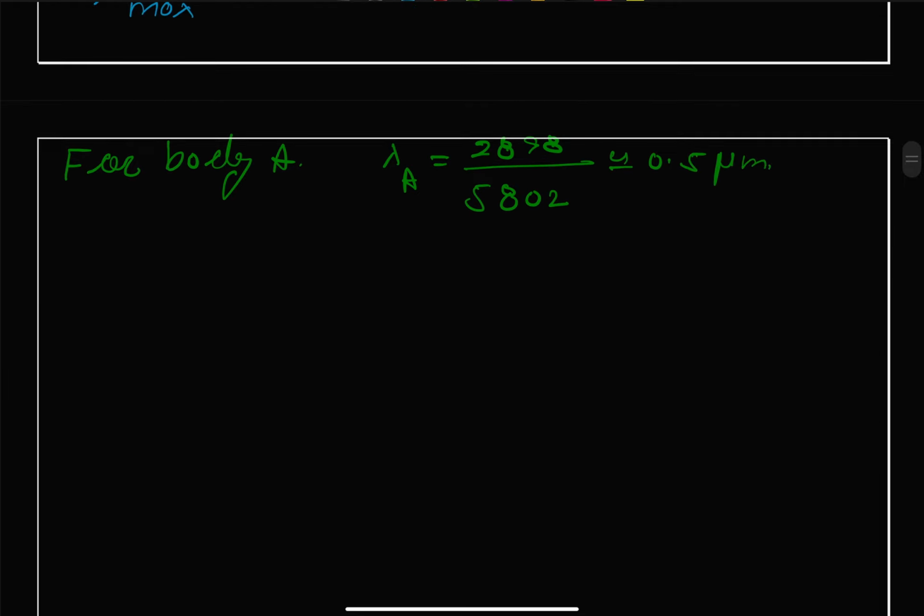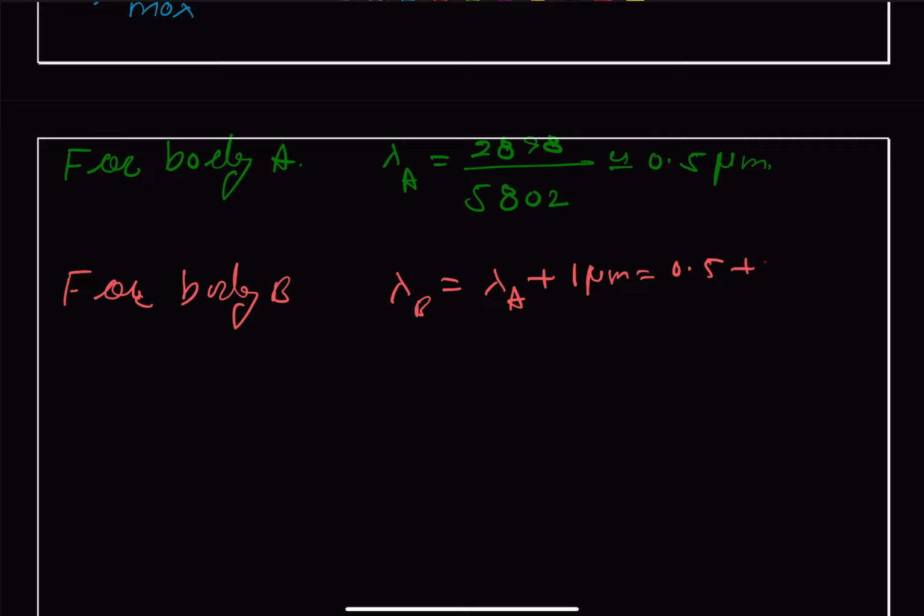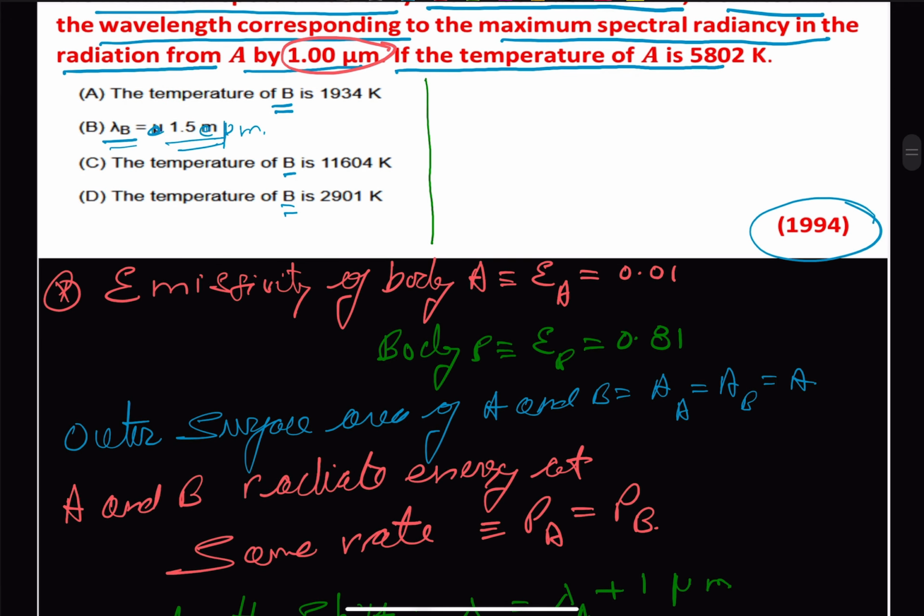And for body B, lambda B, which we already know is lambda A plus 1 micrometer, is 0.5 plus 1. So this gives lambda B equal to 1.5 micrometer. So it means option B is correct.